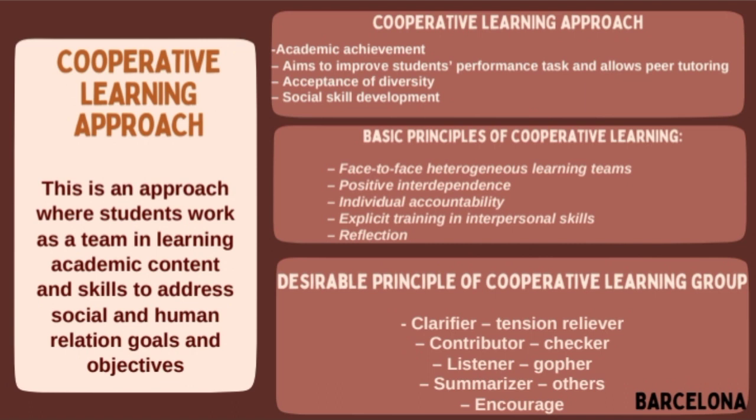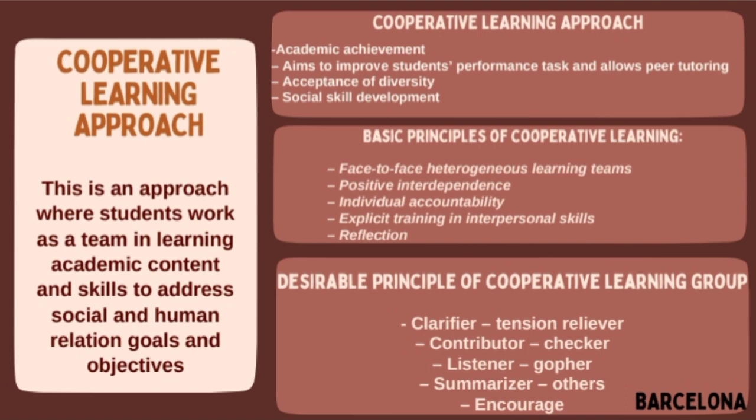First, the clarifier. A clarifier is someone who helps make things clear. If something is confusing, this person explains it in a way that everyone can understand. Next is the tension reliever. A tension reliever is someone who helps calm down any stress or nervous feelings in the group. They make sure everyone feels comfortable and at ease.